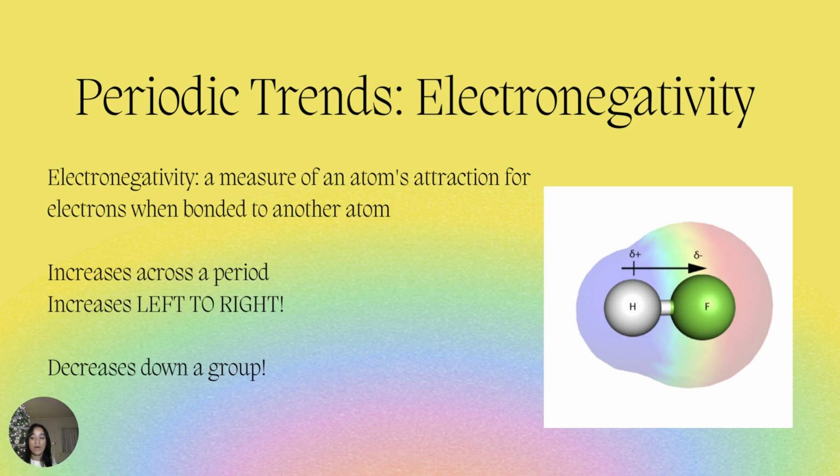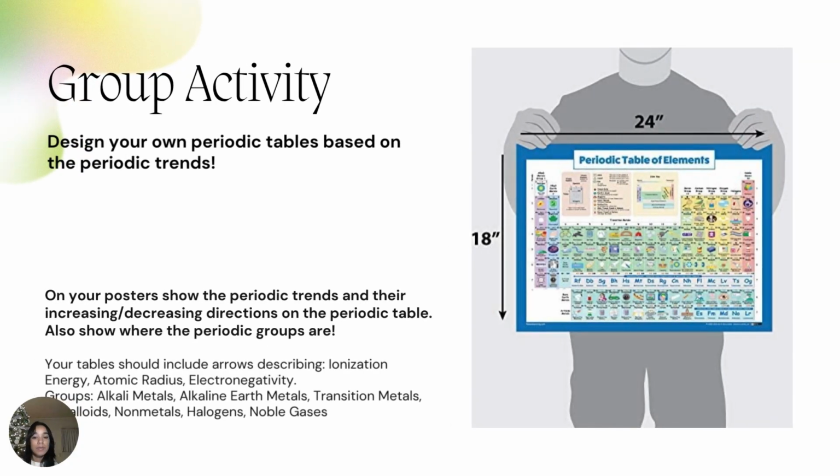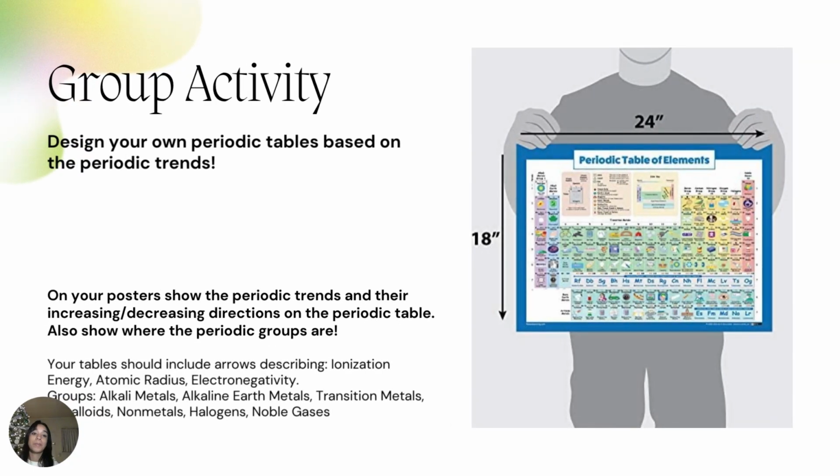Basically, I'm going to have the sub pass all you guys out a standard periodic table poster. Nothing should be colored. It should just be super, super blank. But I would like for you guys to split off into groups and design your own periodic tables based on the trends that we have, as well as all the groups that we have discussed before. So it should have the ionization energy, the atomic radius, and electronegativity trends, as well as all 8 groups that we just talked about, or 7 groups that we talked about.